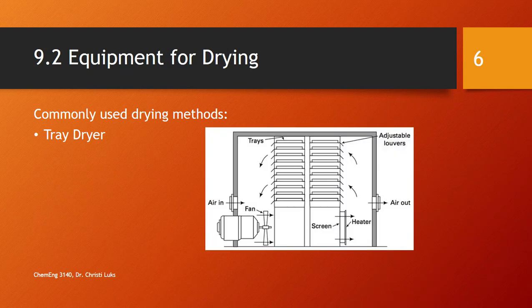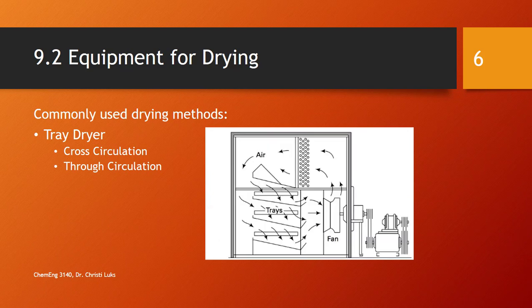So the first of these is a tray dryer. And if you see here, basically what we've got is we put material on trays and we run air through that so that it comes up and over the material and then out, carrying with it the extra moisture. This is considered to be cross circulation or through circulation. Here's another example.